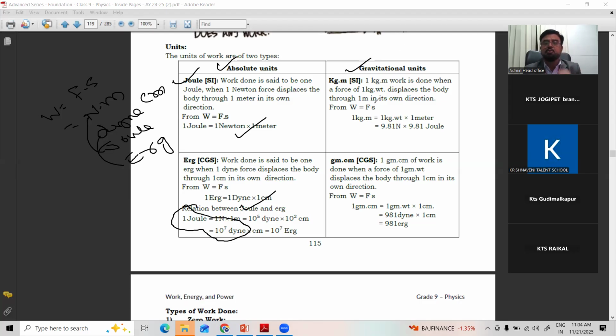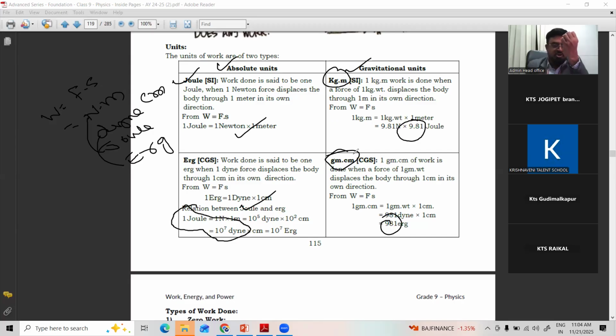When you come to gravitational units, work is measured in kg meter or gram centimeter. So 1 kg meter is equal to 9.81 joule. 1 gram centimeter is equal to 981 erg. We can convert into joule or erg also. So whenever gravitational force comes into play to do work, suppose we are lifting a weight from the ground to a certain height. There is a book or a bag on the ground, and you want to lift it to your table. So what happens when you are lifting the bag?